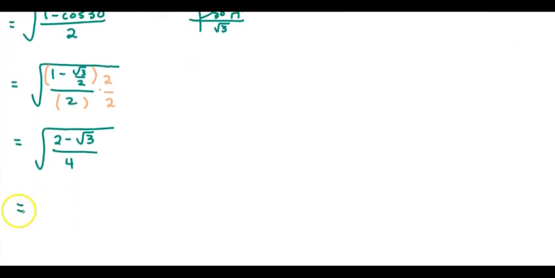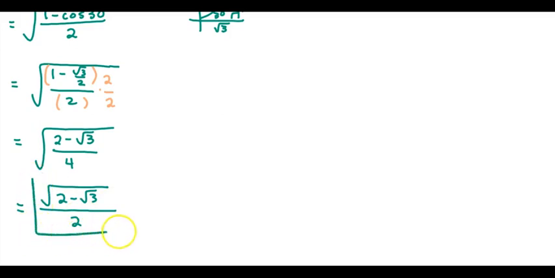Now we can break up this radical into the square root of the top, square root of 2 minus square root 3, over the square root of the bottom, square root 4, and we know square root 4 is 2. So this is our answer for the sine of 15, the square root of 2 minus square root 3 over 2. And this might be the first time you've ever seen a square root inside a square root. That looks a little weird. I would go ahead and put that in my calculator and then put sine of 15 in my calculator and make sure that they have the same decimal approximation.